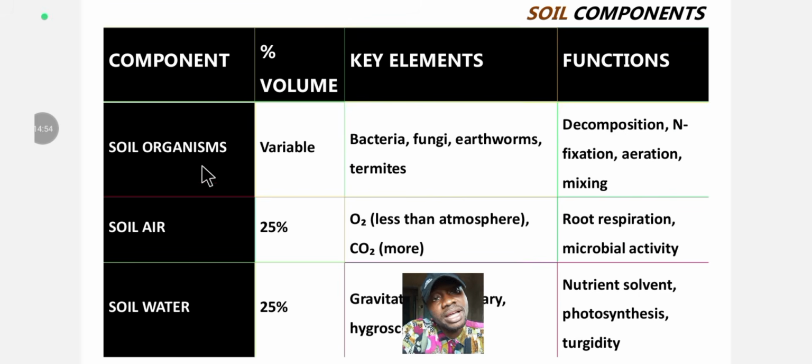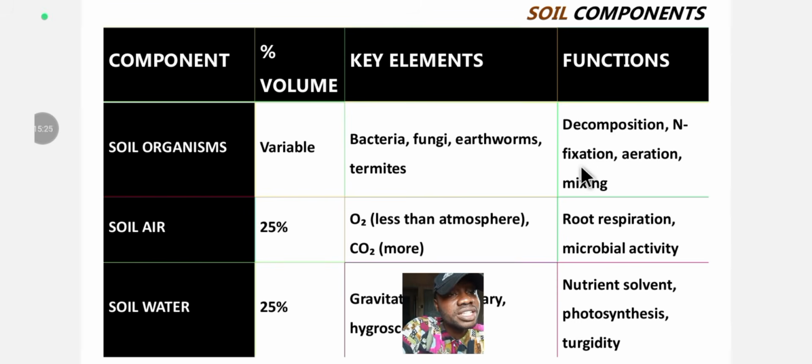Still under the components of the soil, you have soil organisms, and the percentage by volume is variable. Okay, it changes depending on the particular soil. The elements found include bacteria, fungi, earthworms, termites, and so on and so forth. The functions include decomposition. Remember, it is through decomposition that the soil is nourished.